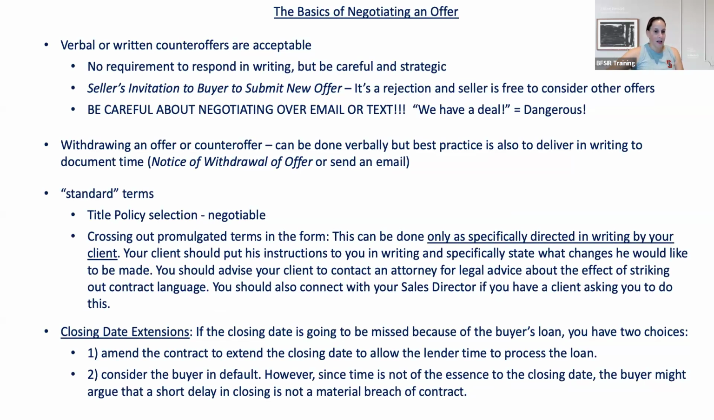That's how it goes. So crossing out promulgated terms in the form, this can be done, right? But you cannot do it on your own. If your client is an attorney and they say, I don't want a general warranty deed, I want a special warranty deed, and they send you an email saying cross out general and write in special, you can do that if you have written instructions from them. Or if you want something in writing, call me or Angela and let us write it and send it to you in an email so that you have a writing from an attorney and then you can stick it in there.